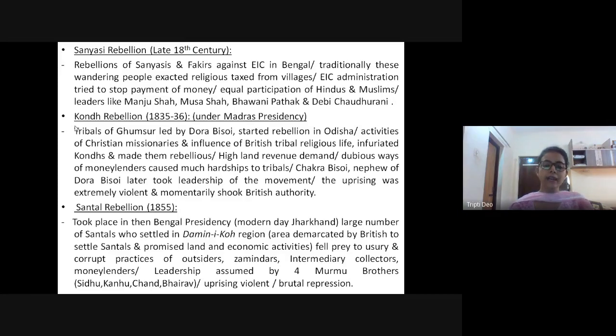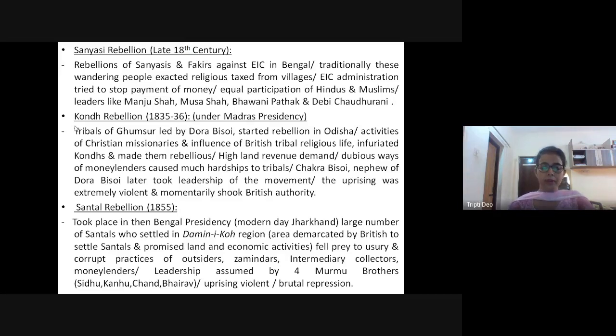Now let's look at the Sanyasi rebellion, which happened in about the late 18th century. These rebellions of Sanyasis and Fakirs were against the East India Company in Bengal. Traditionally, these wandering people exacted religious taxes from villages. All right, the East India administration tried to stop the payment of money.